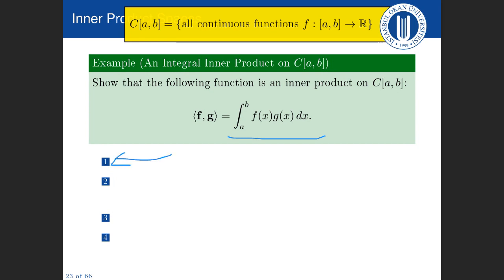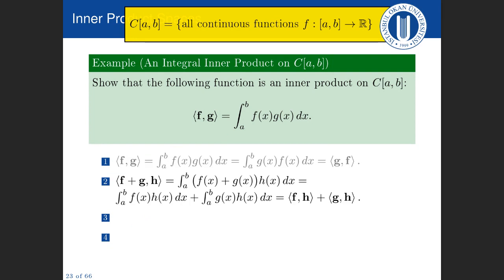We need to do the 4 axioms. We need to prove that all 4 axioms are true. First one, just play with the formula. Inner product of f and g is straightforward. We can see it is the same as the inner product of g and f.